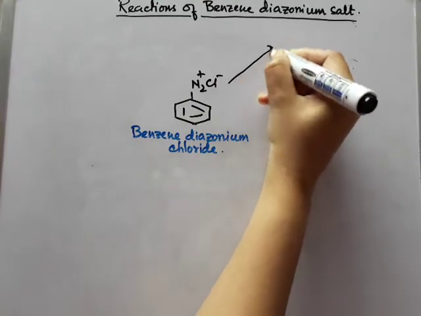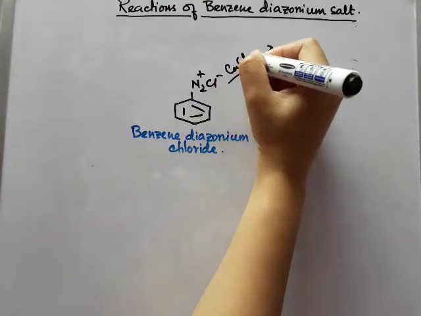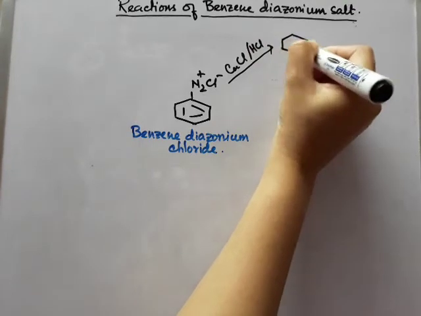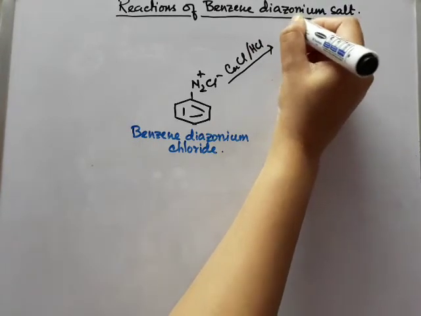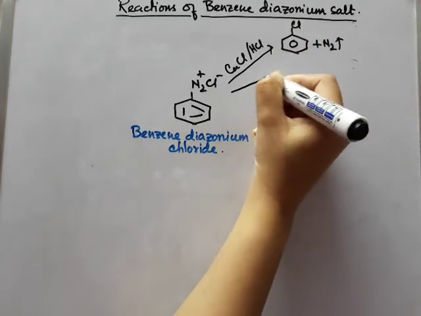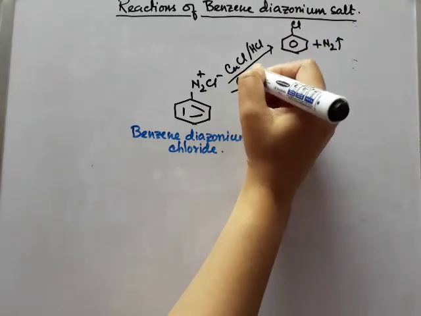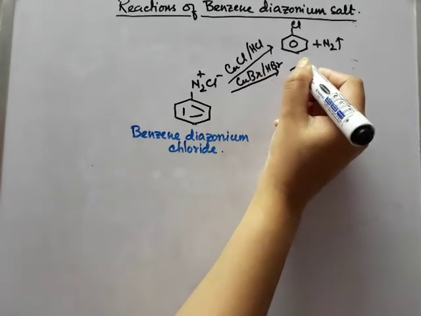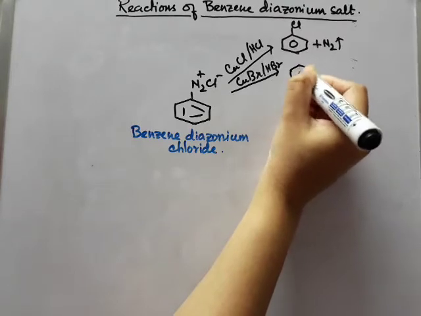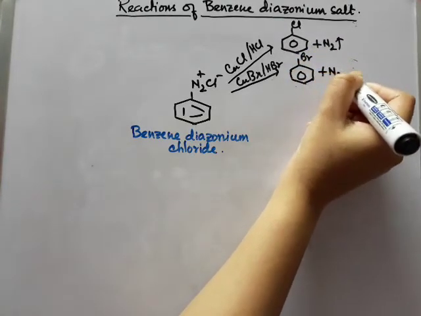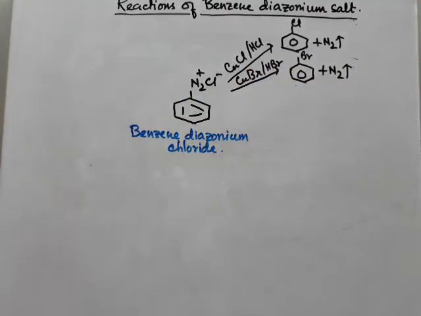So with cuprous chloride in HCl, we are getting chlorobenzene, right? So this is our chlorobenzene with nitrogen gas, and if we use CuBr, HBr, then we will get bromobenzene with the liberation of nitrogen gas. So this is known as the Sandmeyer reaction.